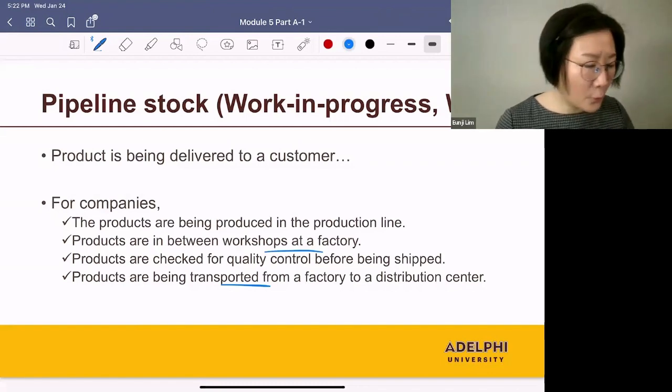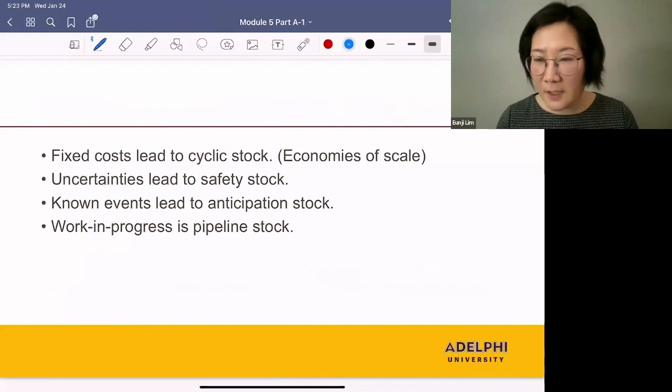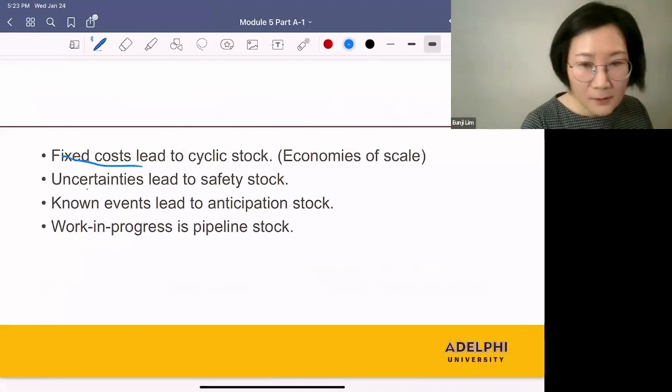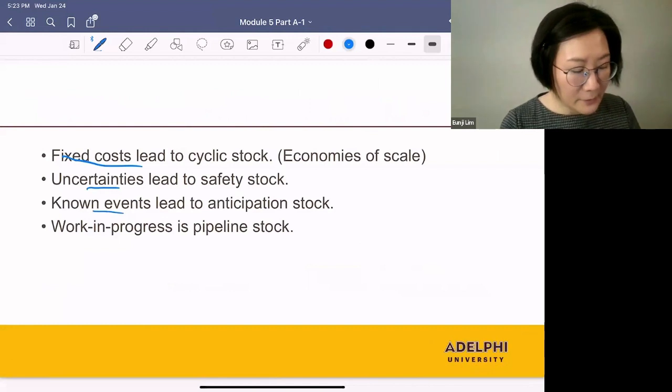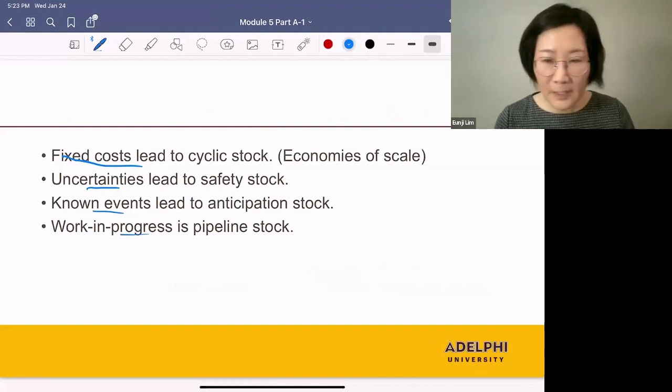We talked about four types of stock: cyclic stock, safety stock, anticipation stock, and pipeline stock. Fixed costs lead to cyclic stock. Uncertainties lead to safety stock. Known events lead to anticipation stock. And work in progress is pipeline stock.